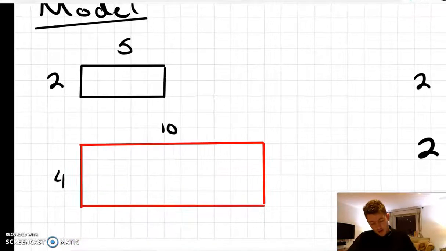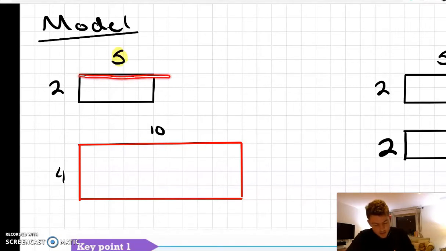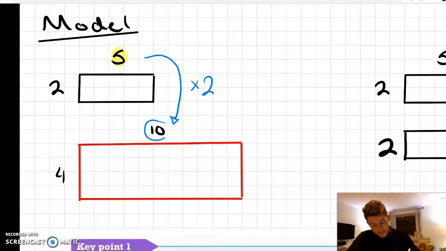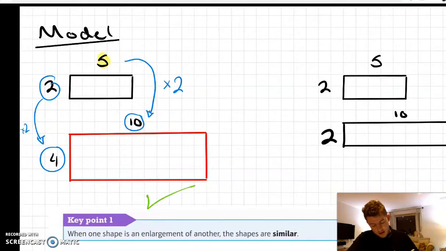So here we've got a rectangle that's 2 by 5. Are they similar? Let's look at the 5. It's got a width of 5 squares, and we can see that here. How do I get from 5 to 10? We times it by 2. Okay, 2 times 2, does that equal 4? Yes, of course it does. Similar.